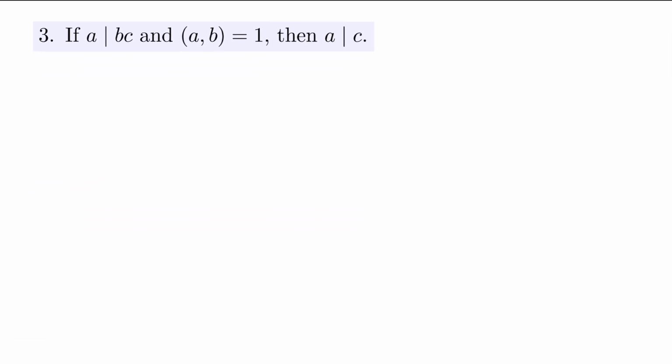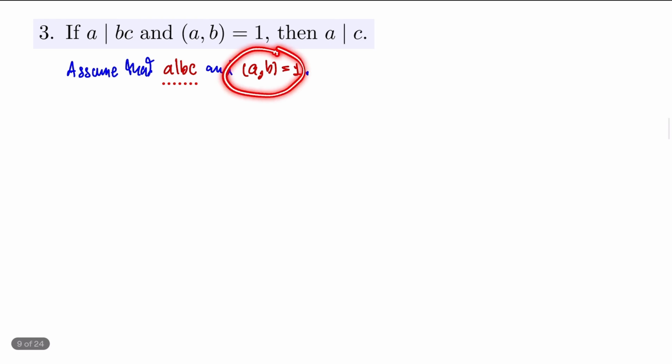I think we have to use theorem 2.4.3 again, because if a divides bc and the greatest common divisor of a and b is 1, then a divides c. Now try to prove it. We assume that a divides bc and the greatest common divisor of a and b equals 1, and try to show that a divides c. We want to start with this one first, so we're going to use theorem 2.4.3.